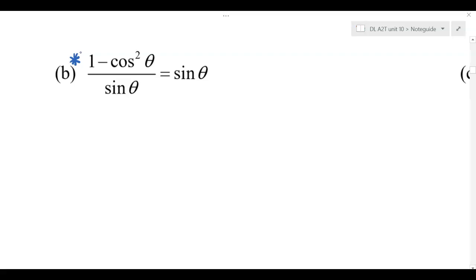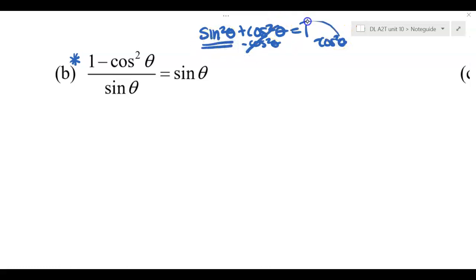What you want to do is notice that that looks similar to something you know. You know sine squared, cosine squared, and 1 are all involved in an identity. So if I remember that sine squared plus cosine squared equals 1, if I subtract cosine squared from both sides, I have that sine squared is equal to 1 minus cosine squared. So this 1 minus cosine squared can be replaced with sine squared.